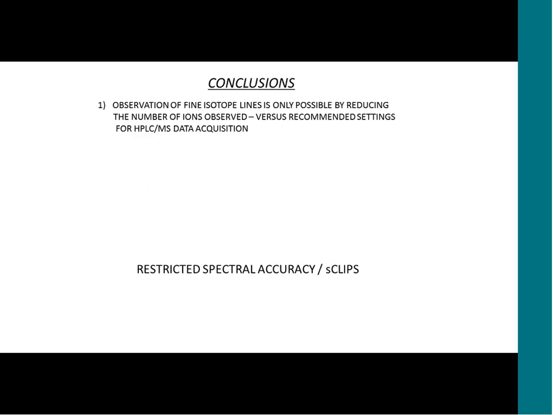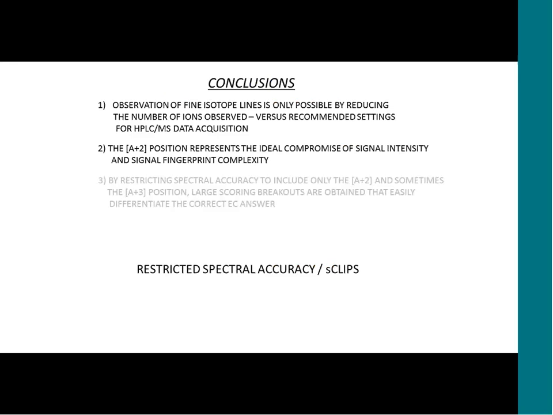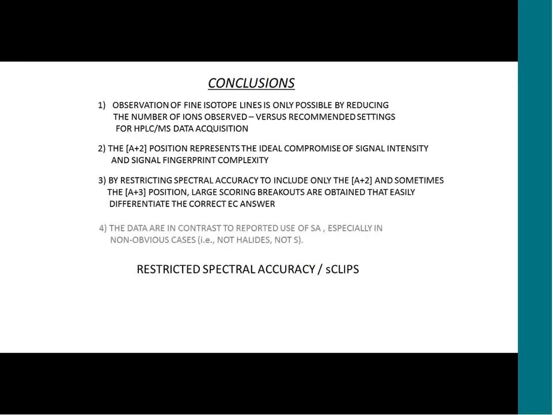So conclusions. First of all, the observation of fine isotope lines is only possible by reducing the number of ions observed. The A+2 position represents a somewhat ideal compromise for signal intensity and fingerprint complexity, although again, I'm not going to say A+3 is never useful. You have to look at the data that you have and make that decision. But by restricting spectral accuracy to include only the upper isotope lines, large scoring breakouts are obtained, and they easily differentiate the correct elemental composition answer.